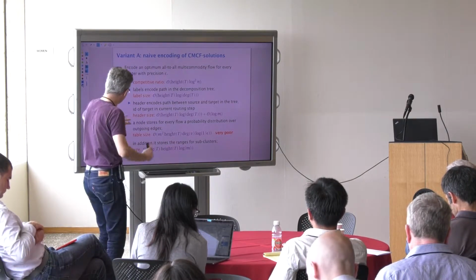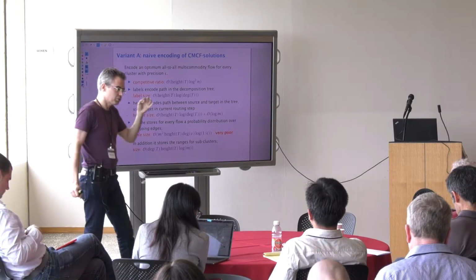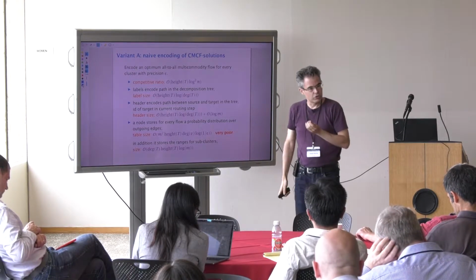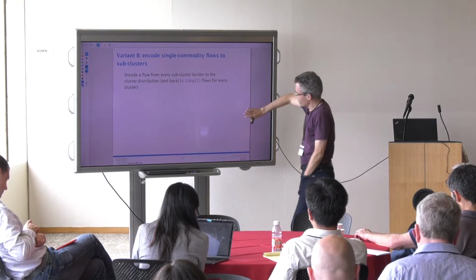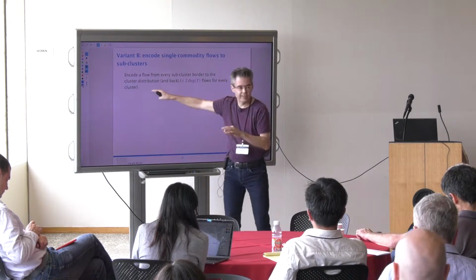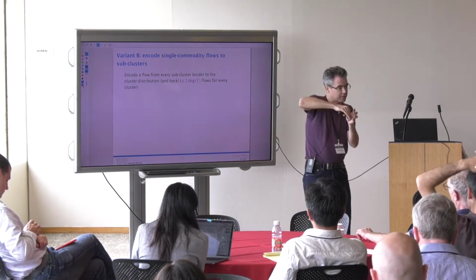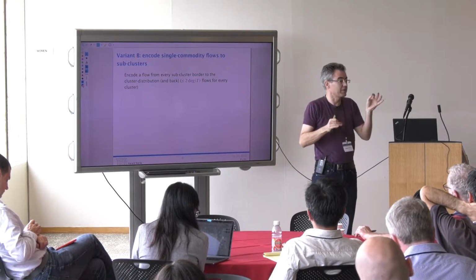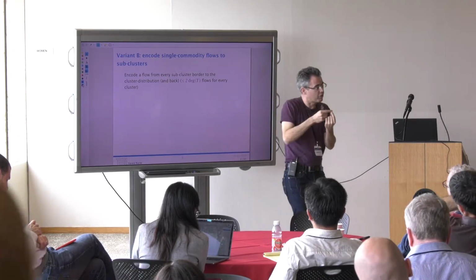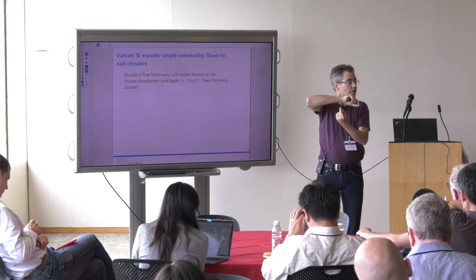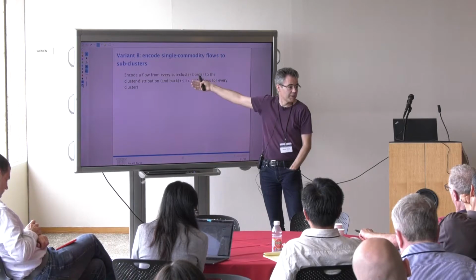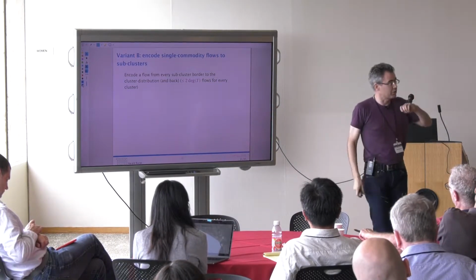So now we try to improve this. So what you do is, instead of simply storing this concurrent multi-commodity flow solution, for every subcluster, from the border of a subcluster, you have a flow that brings you to the cluster distribution. And this can be a single commodity flow. And then if I'm sitting at a random node of the border of the subcluster, I can follow this flow, and this brings me to a random node on the cluster distribution. So I can do just a single commodity flow here. So the number of flows is just the degree of the decomposition tree.